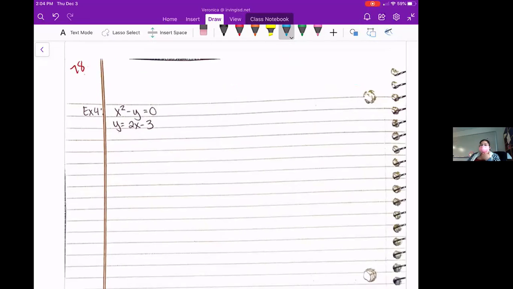You should see that for example 4, this first one is a quadratic, right? So that way you kind of get a visual of what you're seeing in your head. I know I'm going to have a U shape, and this is linear, right? It's a line. So that means that I'm trying to find where this U is going to cross with the line. That's what I'm looking for, okay?